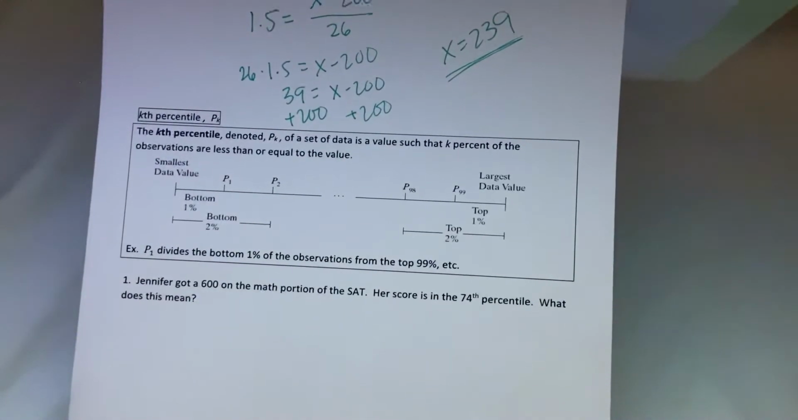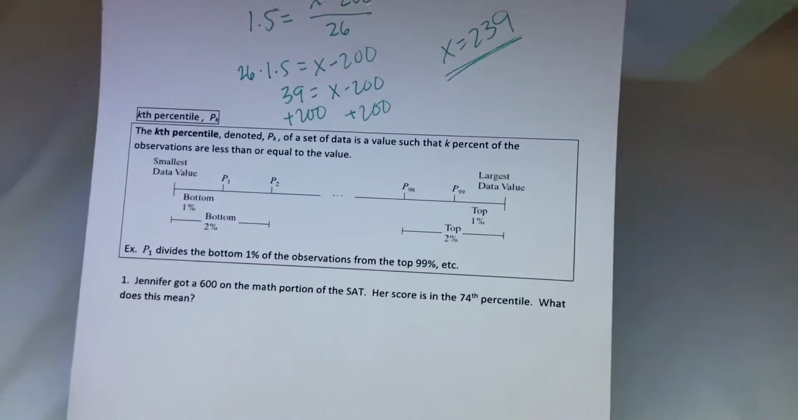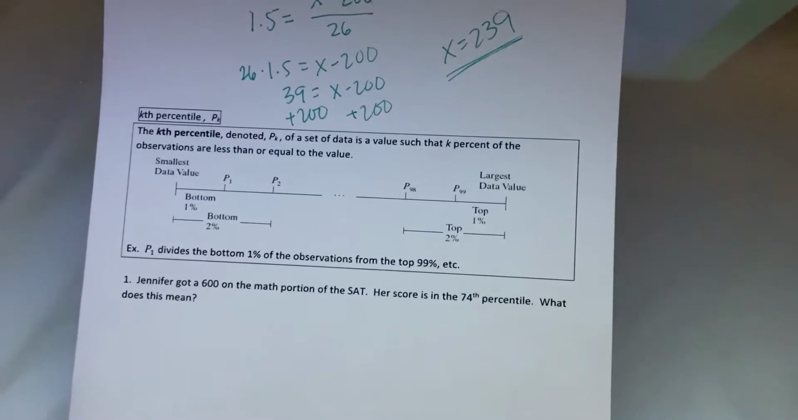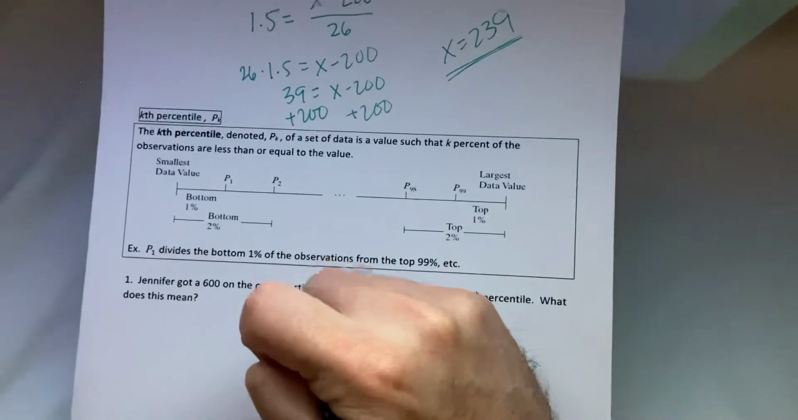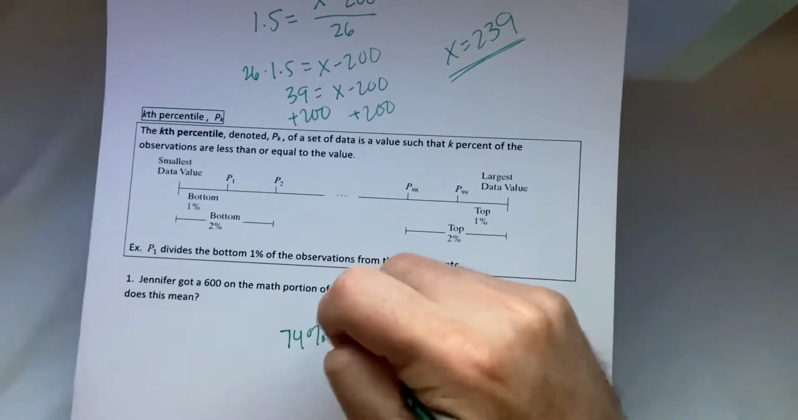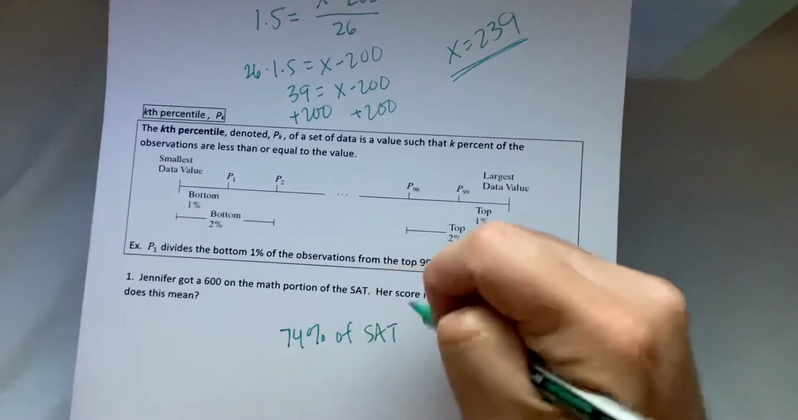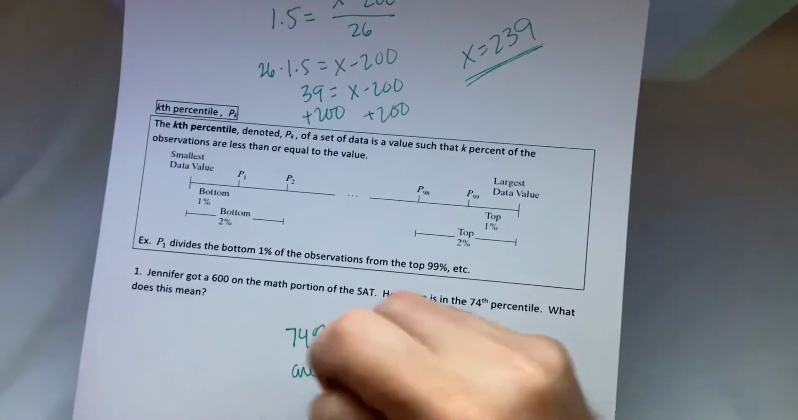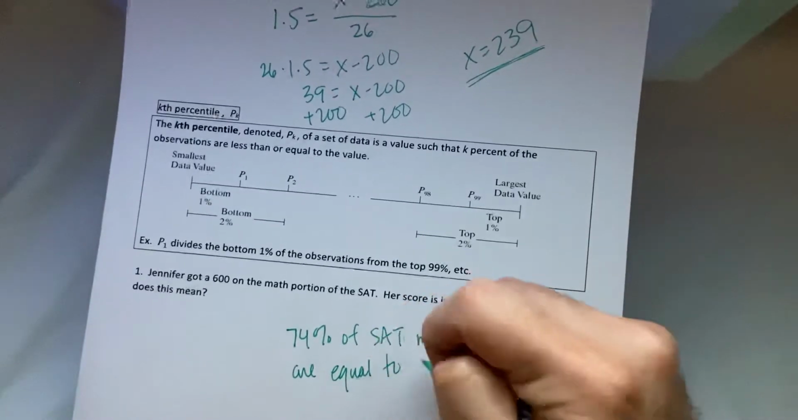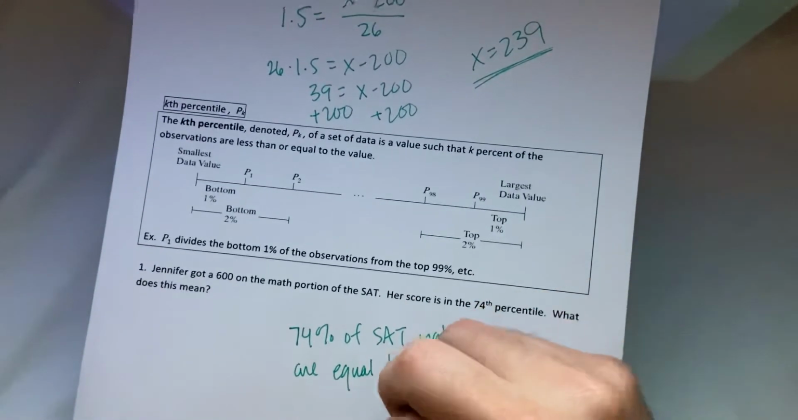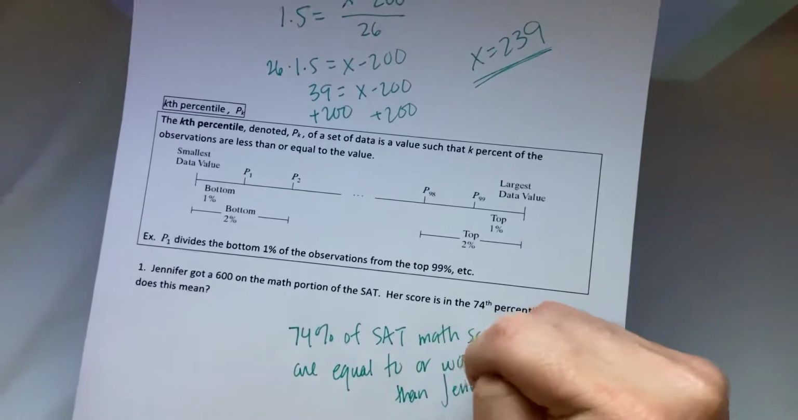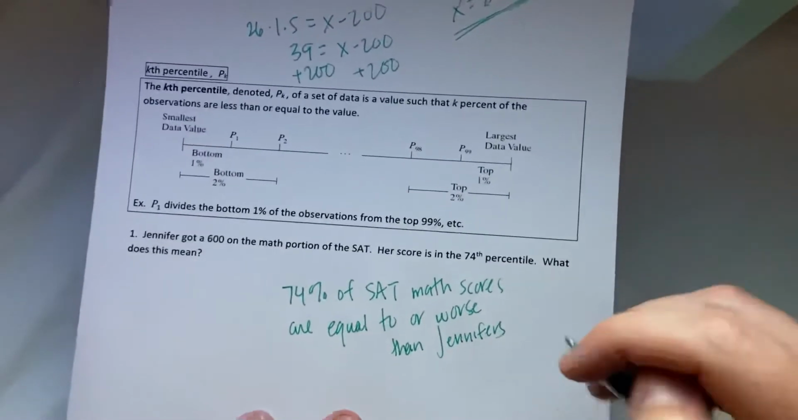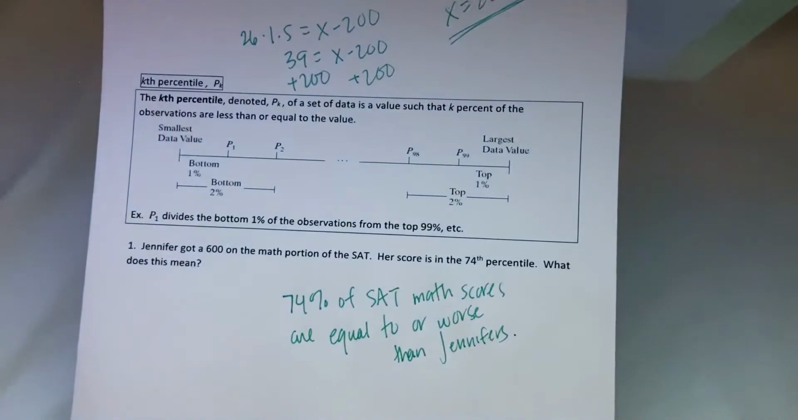Jennifer got a 600 on the math portion of her SAT. Her score is in the 74th percentile. What does that mean? Again, what does a percentile mean? It means 74% of SAT math scores are equal to or worse than Jennifer's. That's all it means. And that's all you have to do on those kind of questions when they ask you that.